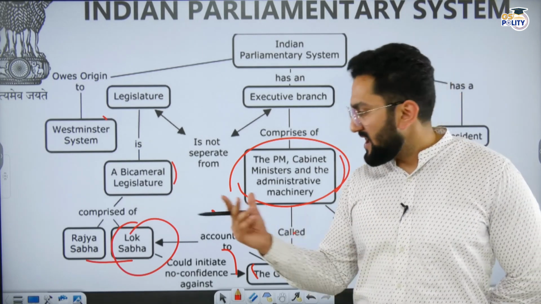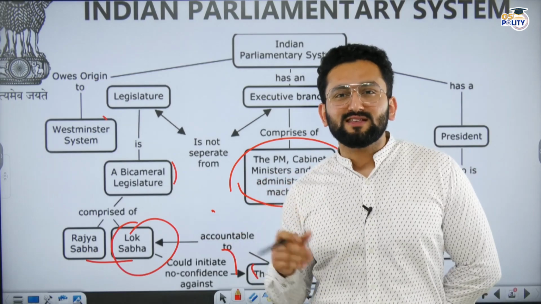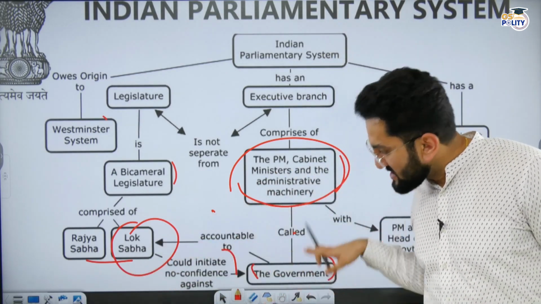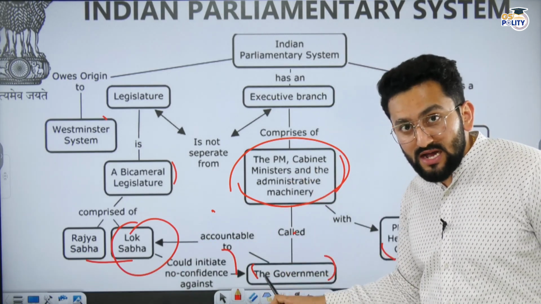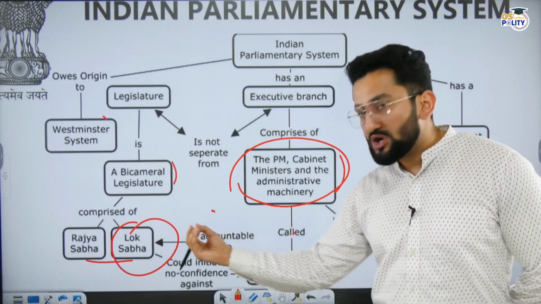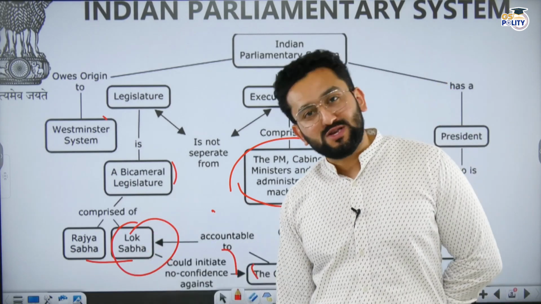So what is the difference, and why only Lok Sabha? Why not Rajya Sabha? Why are we sidelining Rajya Sabha? We are not sidelining Rajya Sabha. It is due to a simple logic: this government is in place just because it enjoys majority. The ruling party enjoys majority in Lok Sabha, and that is why it is considered responsible to Lok Sabha.